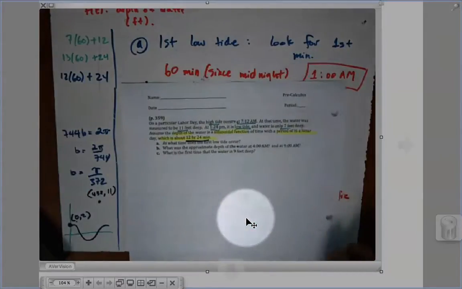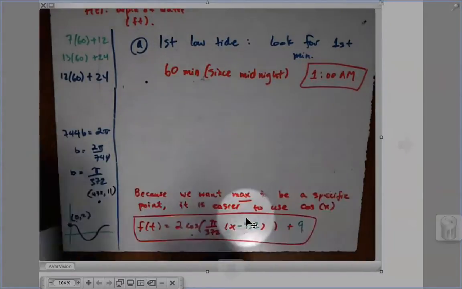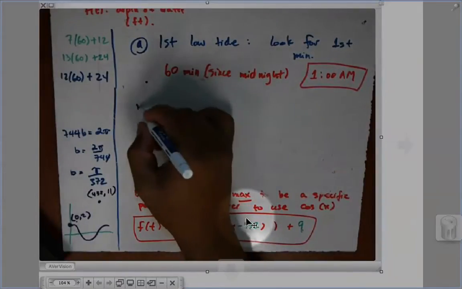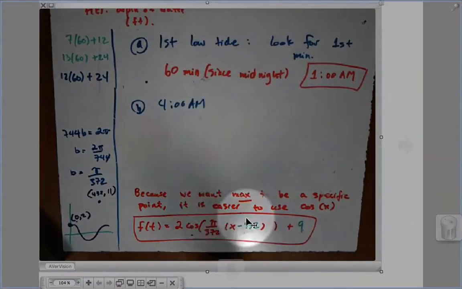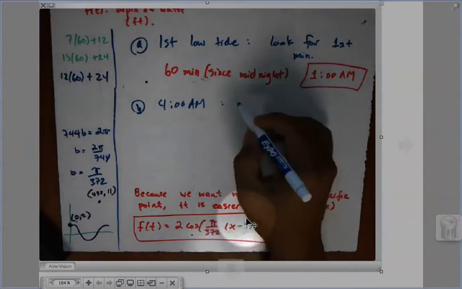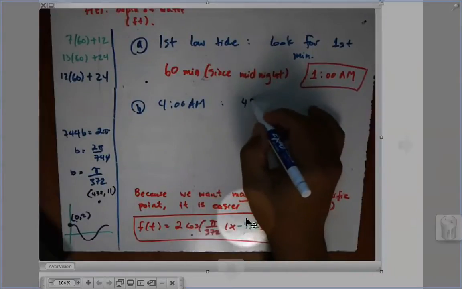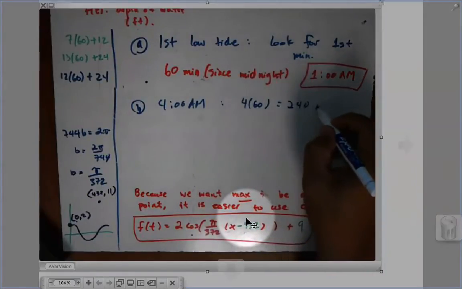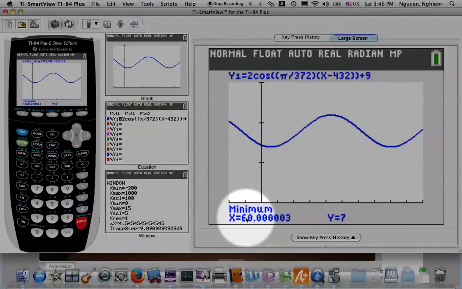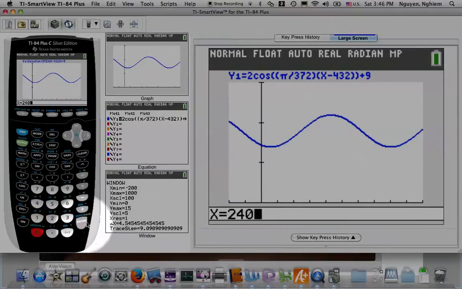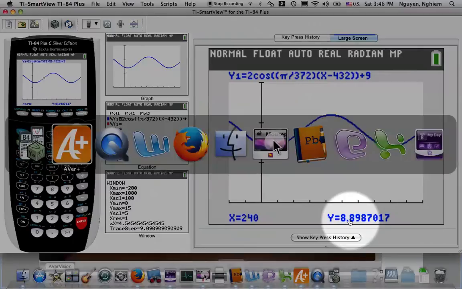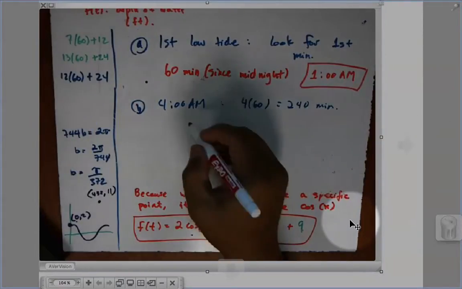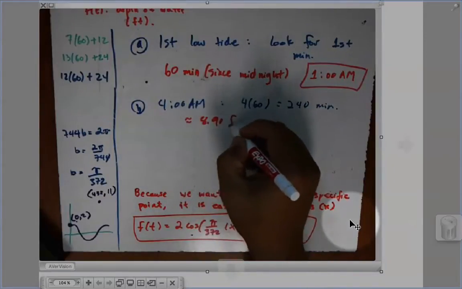Next question. It asks us, what was the approximate depth of the water at 4 a.m. and 9 a.m.? So at 4 a.m., converting that to minutes since midnight, that's 4 hours, so 4 times 60, which is 240 minutes since midnight. So we can just go to our graph, hit trace, and type in 240. That gives us an answer of approximately 8.90 feet.